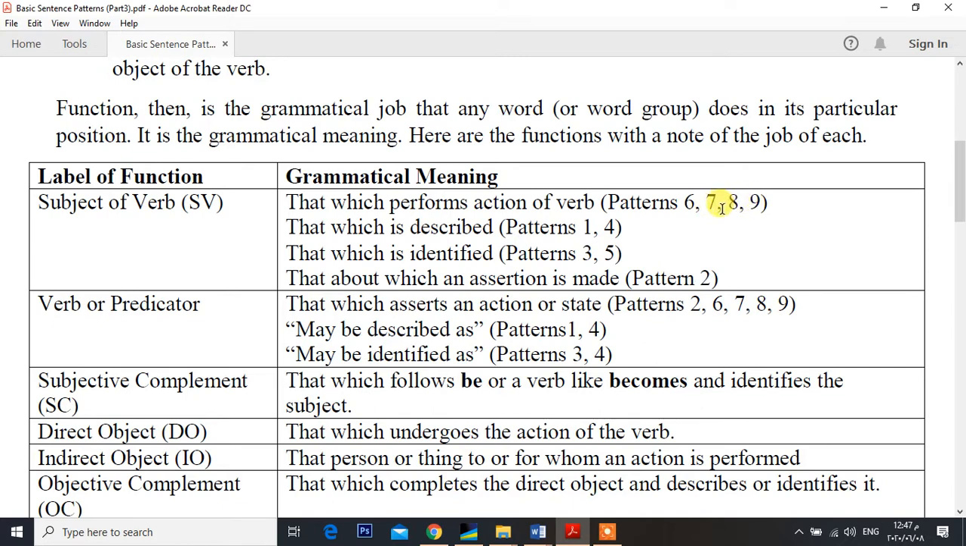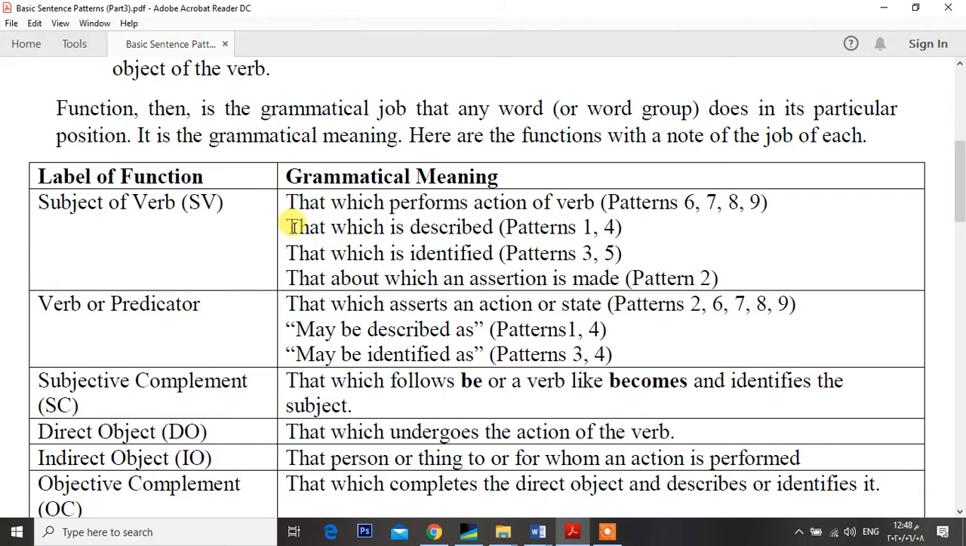For example, girls smile. Girls here is the subject of the verb, and the function of this subject is that it performs the action of the verb. The girl here performs an action which is smile or smiling.